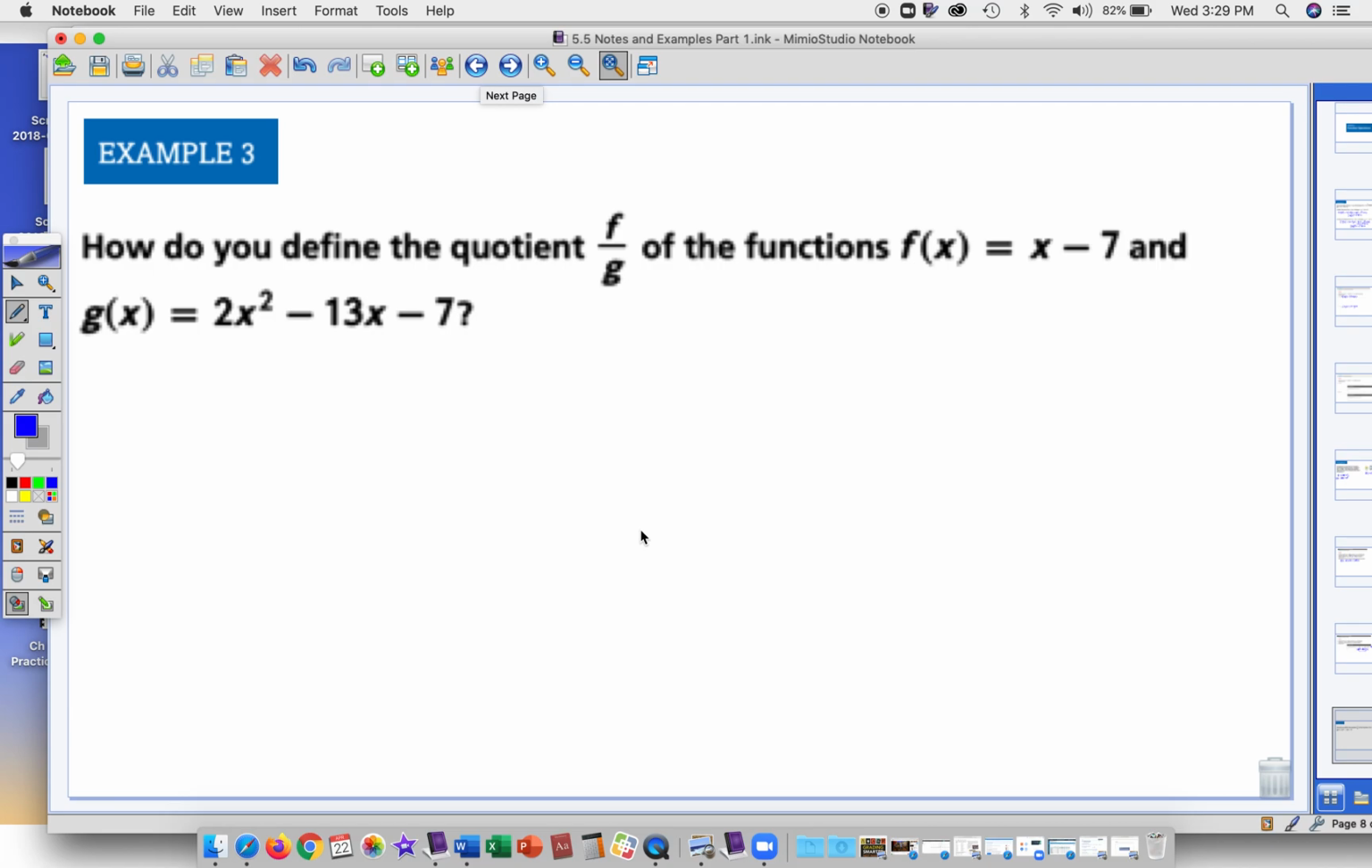Okay, our last example for today is about the division of two functions, or the quotient. So how do you define the quotient f over g of x? So we can write that again in two ways. We can write it as f over g of x.